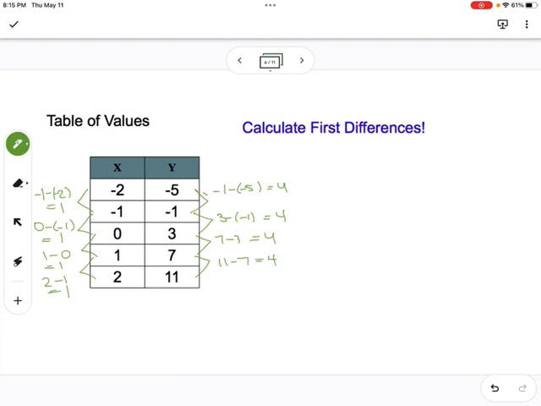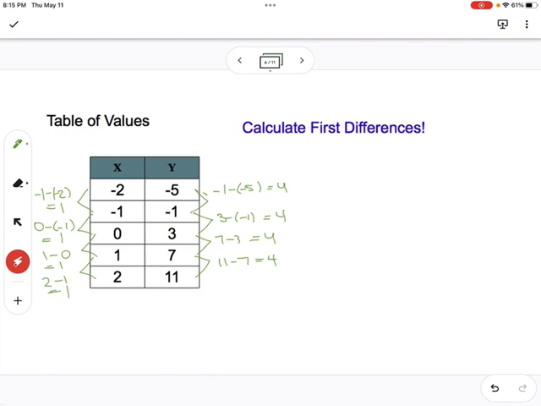The thing that's going to tell us that our table of values is giving us a linear model is when our first differences, meaning these ones we found, are all the same number. Because these are all 4, we know this is linear. If these first differences were different numbers, we could not say that it's linear. It would be another option.